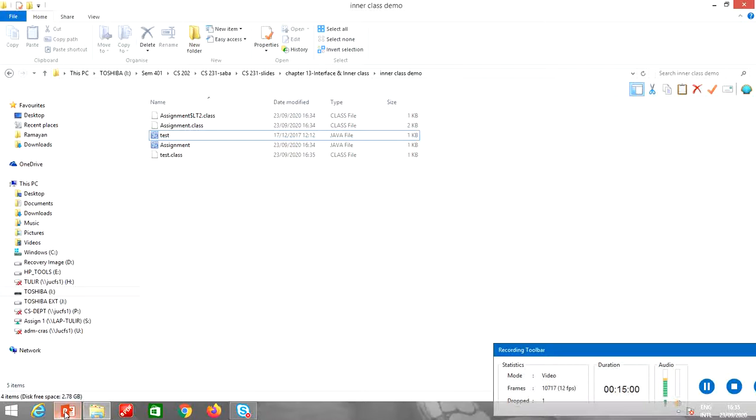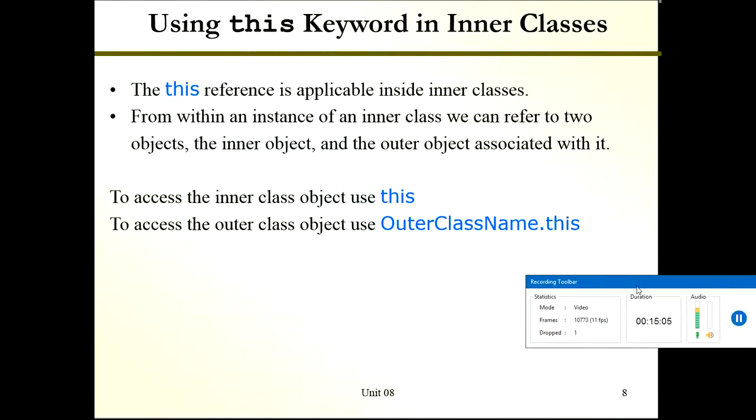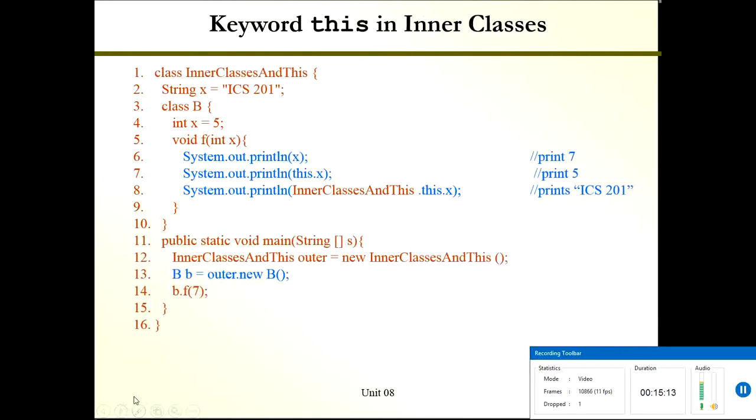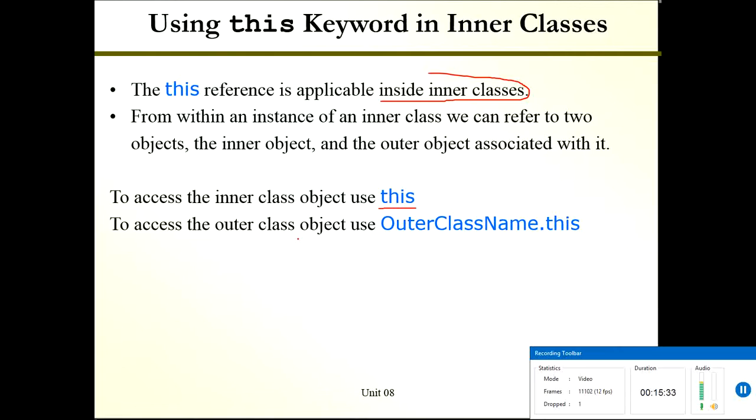Now let's talk more about inner classes, how to use this keyword and what are the different types of inner classes we can have. Using this variable in the inner classes. So this reference is applicable inside the inner class. We can use it. From within an instance of the inner class, we can refer to two objects, the inner object and the outer object. To access the inner class object, we use this. And to access the outer class object, we use outer class name dot this.